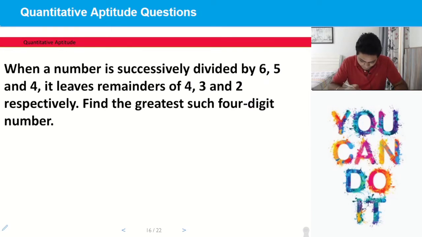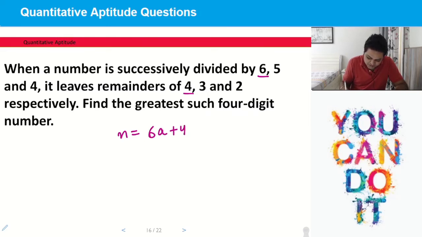Next is, when a number is successively divided by 6, 5 and 4, it leaves remainder of 4, 3 and 2 respectively. Find the greatest such 4-digit number. So if it is divided by 6, it leaves remainder of 4. That means this n is equal to 6a plus 4. Then when it is successively divided by 5, that is a equals 5b plus 3. When it is divided by 4, it leaves remainder of 2. That means b equals 4c plus 2.